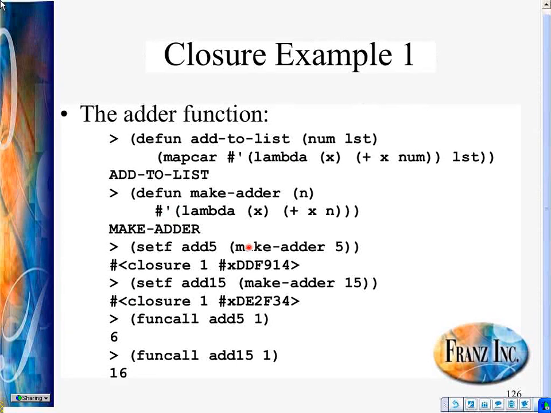So here we're defining a function add to list, and then we're defining a function make adder, which has a closure in it. Both of these have closures in them, and therefore both of them return closures. That's the point. And so we're setting these variables, and their values become closures, and then we can call them.